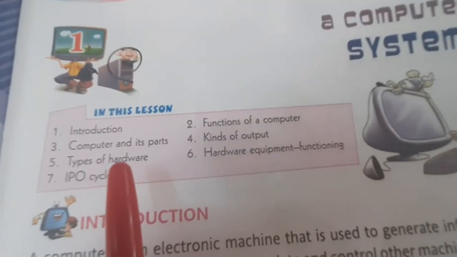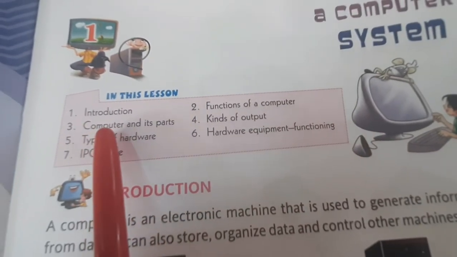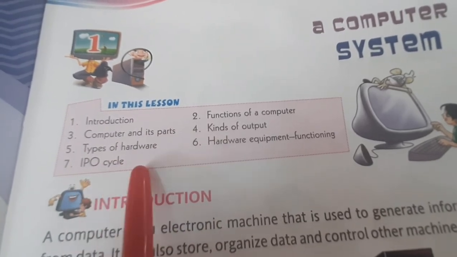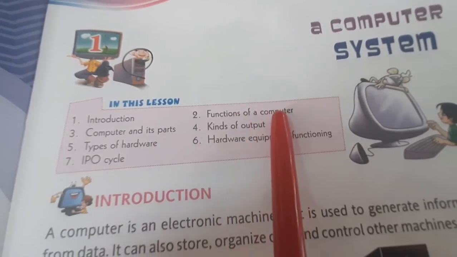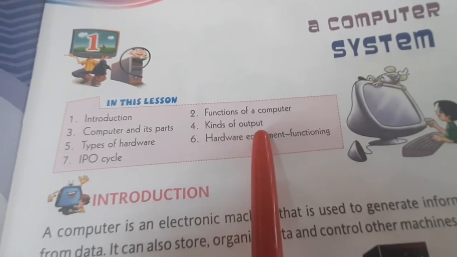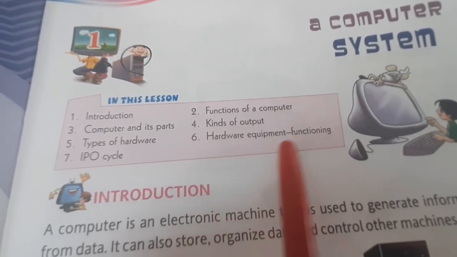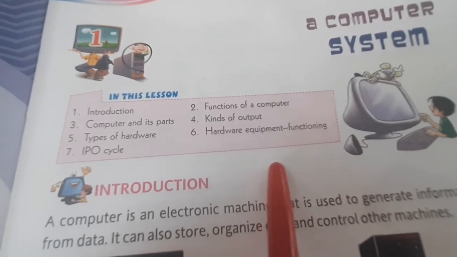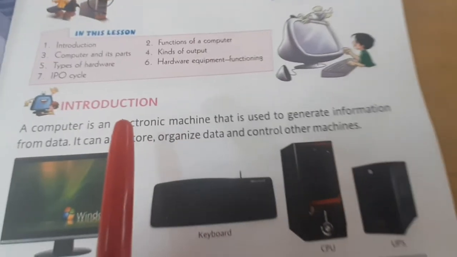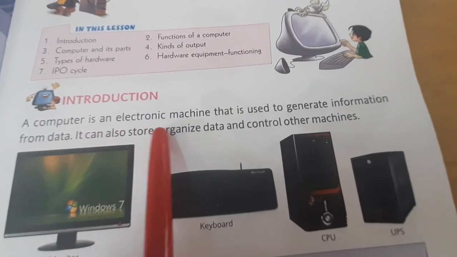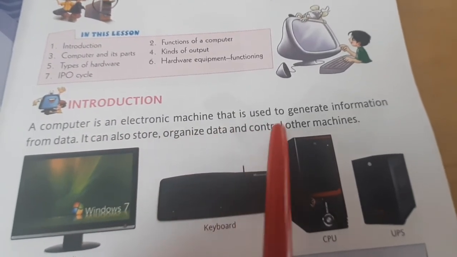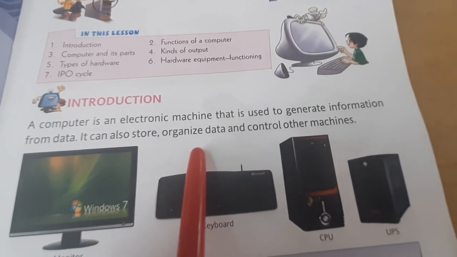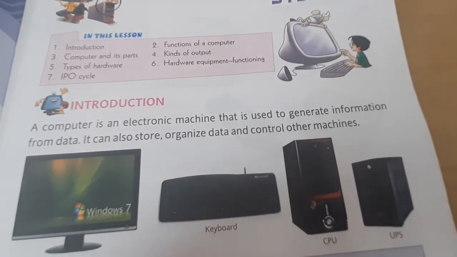In this lesson we are going to study about introduction, computer and its part, types of hardware, IPO cycle, functions of a computer, kinds of output, and hardware equipment functioning. Okay, so let's start the chapter. Introduction. A computer is an electronic machine that is used to generate information from data. It can also store, organize data and control other machines.